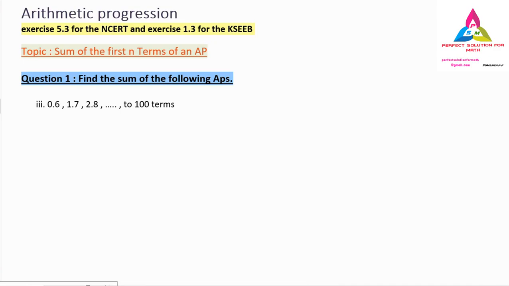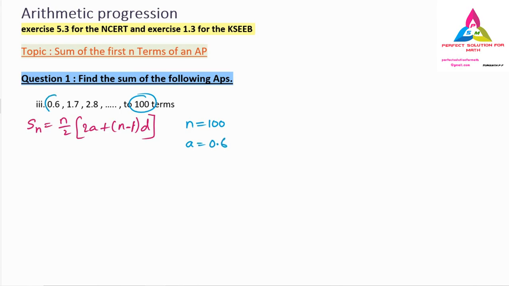So first, if you want, you can write down the formula: Sn equals n by 2 into 2a plus n minus 1 into d. I have already told you we can't apply the other formula because the first term and last term are not given. Here the n value: they have asked for the sum of the first 100 terms, so n will become 100. Next, the a value is nothing but 0.6. This is the first fraction, so 0.6 is the a value.